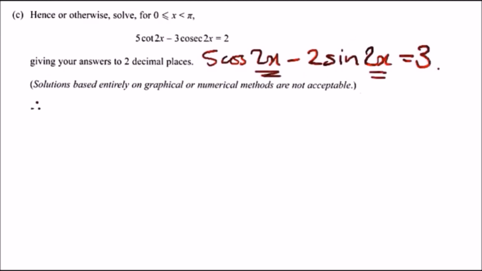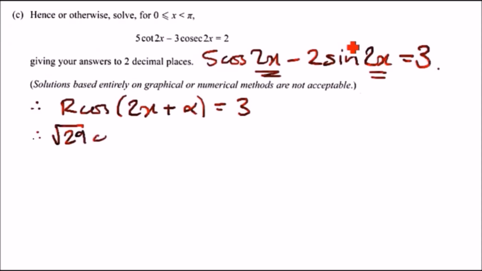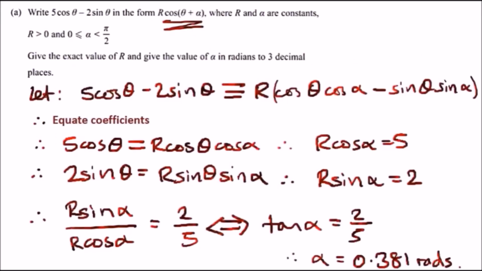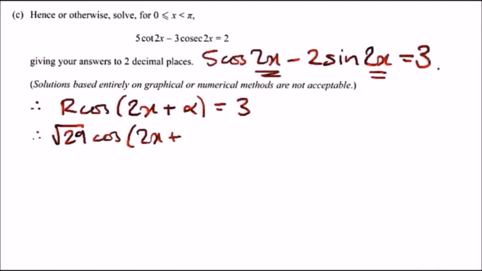So we can say that this equation can be rewritten as r cos, instead of theta plus alpha, it's going to be 2x plus alpha. And this is all, of course, equal to 3, because that's what we're dealing with. Now, what were the values? Well, r was found to be, I believe, root 29 cos, and then we got 2x plus, and the alpha here, I think, was 0.381 radians, equals 3, and yeah, now we just simply solve this.